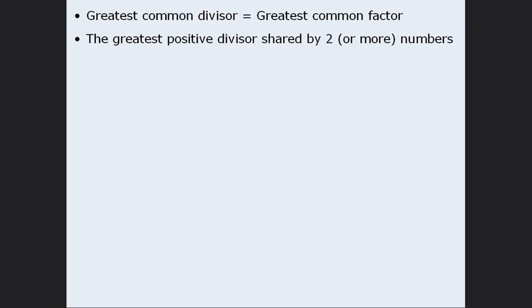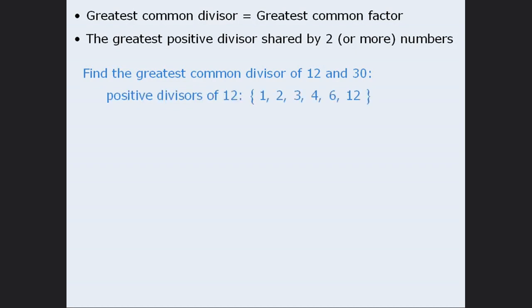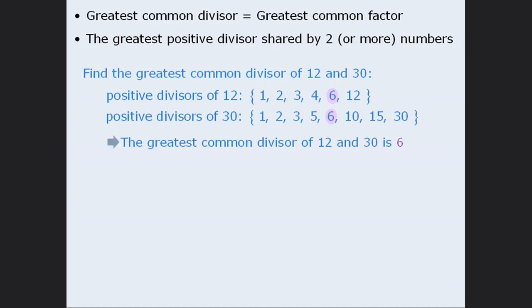To illustrate this concept, let's find the greatest common divisor of 12 and 30. Well, here are the positive divisors of 12, and here are the positive divisors of 30. Notice that 12 and 30 have several divisors in common. They both share 1 as a common divisor, and they share a common divisor of 2, 3, and 6. Now, of all the divisors they have in common, the greatest is 6. So the greatest common divisor of 12 and 30 is 6. Let's try one more example.